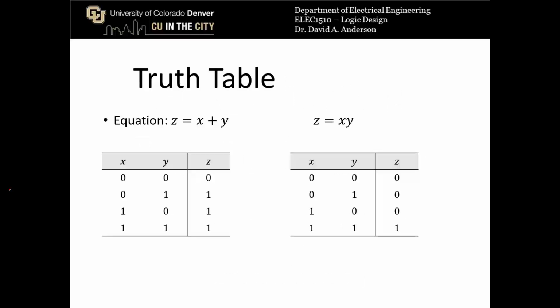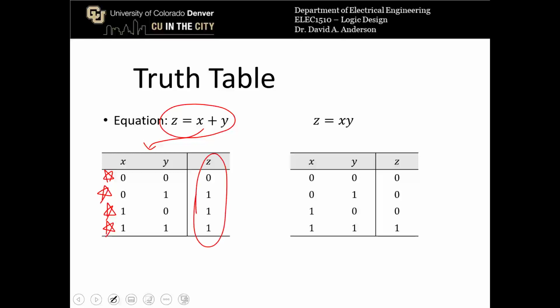So let's quickly review truth tables. This was in the previous video as well. Truth tables contain all possible combinations of input values. So for the equation z equals x or y, we're going to write out all possible values that x and y, which are the inputs, can take, which are 0, 0, 0, 1, 1, 0, and 1, 1. And then based on those inputs, the values that z takes as the output.